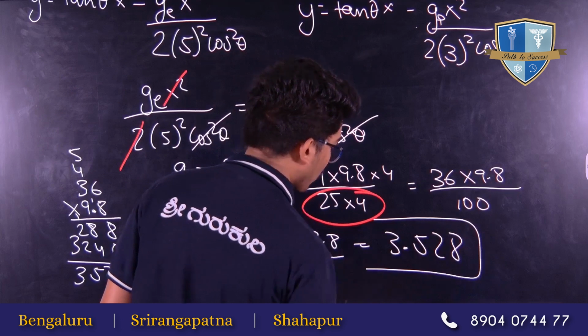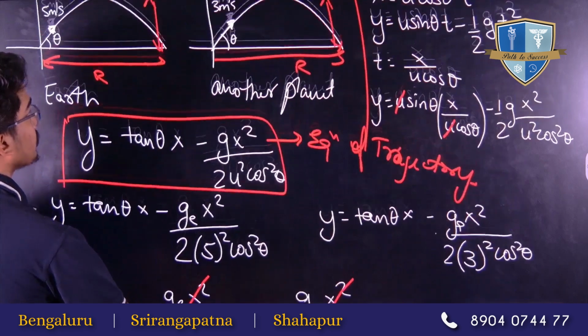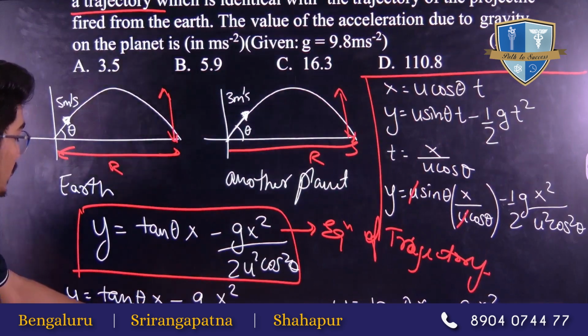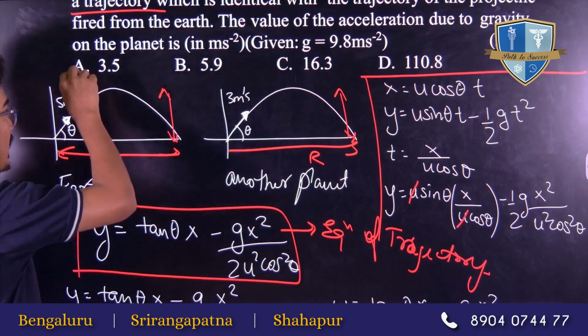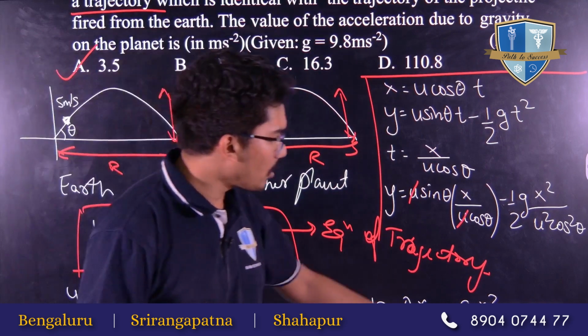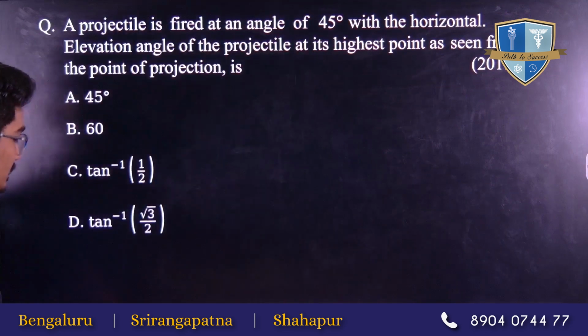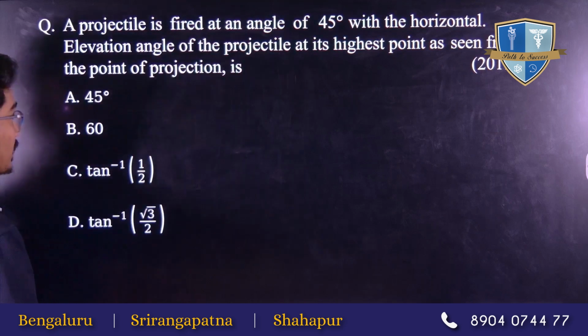Any option we have close to 3.528? Yes, we have option A. So option A is our correct answer. Now let's see another question and let's try to solve it with the easiest method possible.